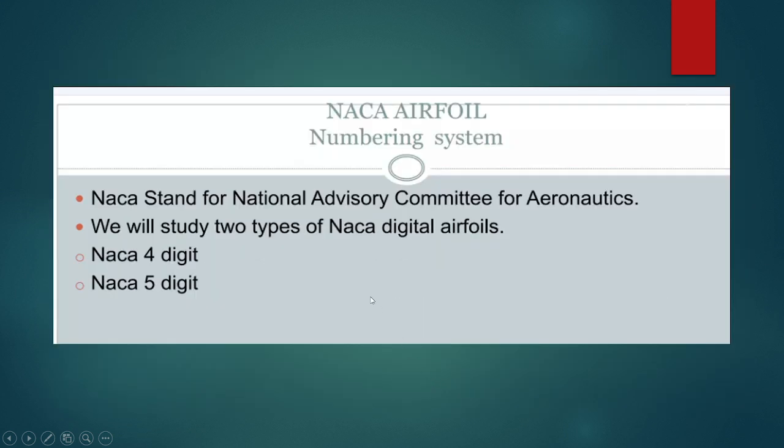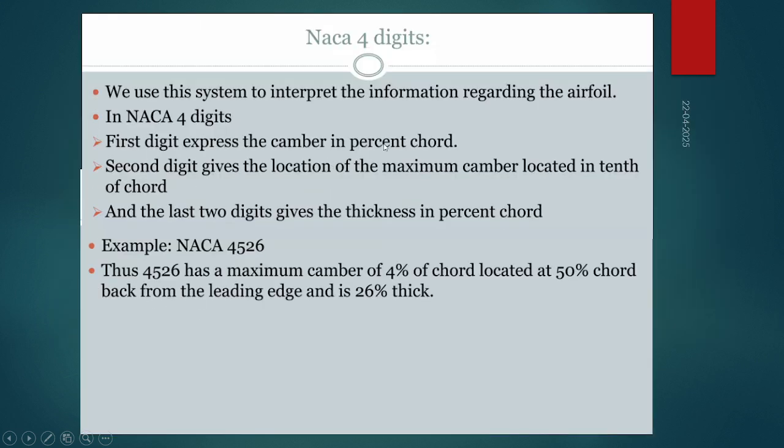When we look at the numbering system, the NACA airfoil numbering system, NACA stands for National Advisory Committee for Aeronautics. We'll be studying two types of NACA airfoils, NACA 4 digit and NACA 5 digit. Let's look at the NACA 4 digit airfoil first. We use this system to interpret the information regarding the airfoil. You can see the example here, you will understand better.